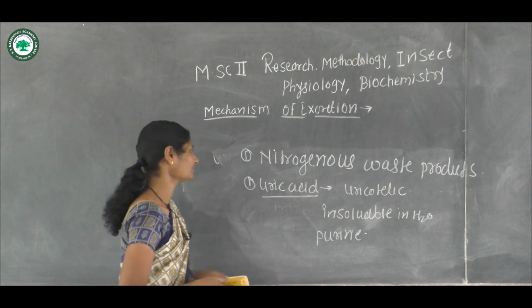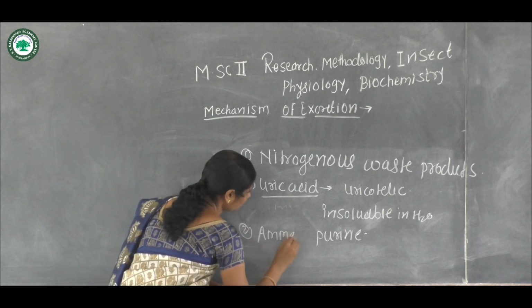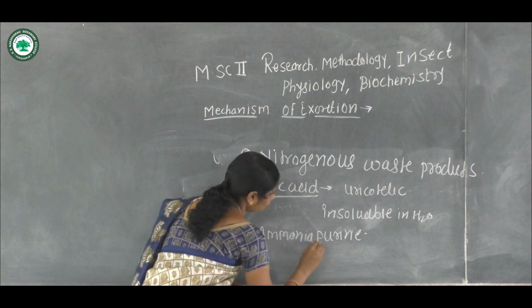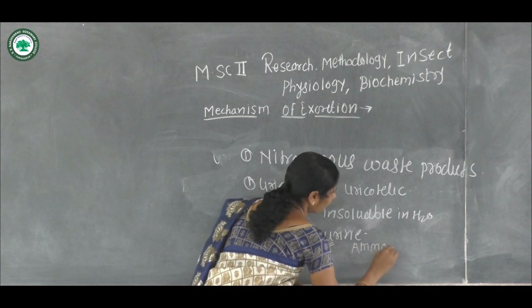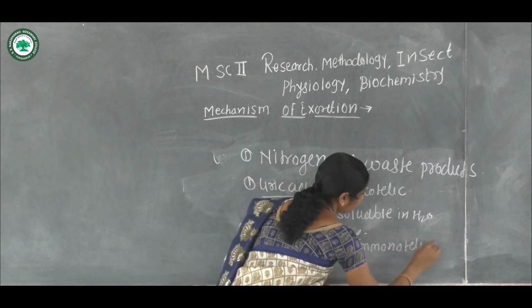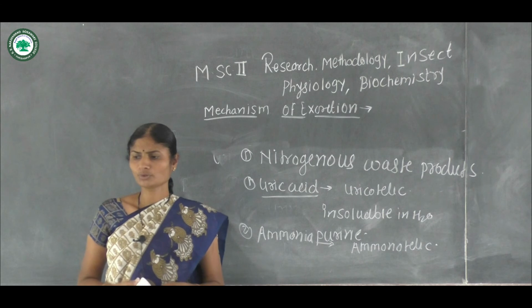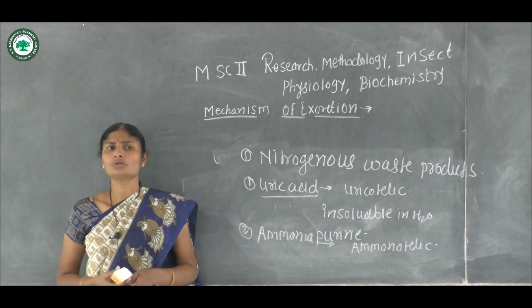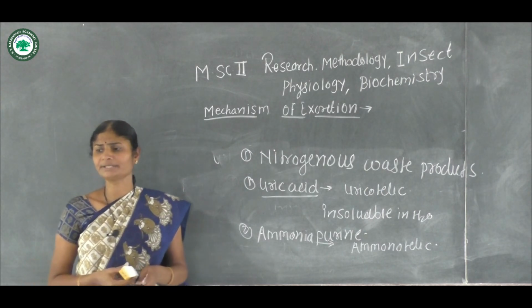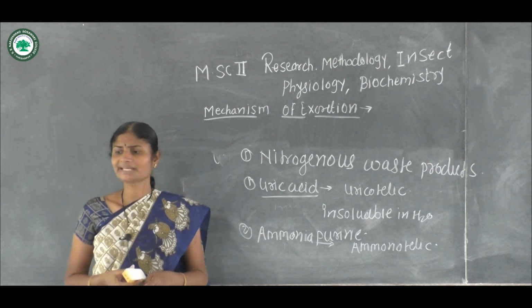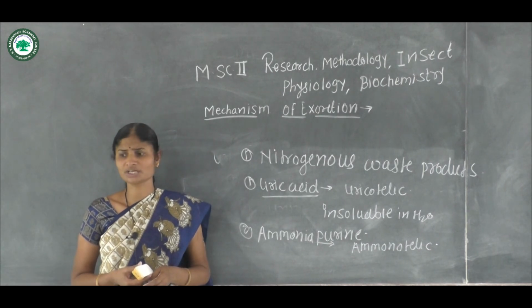Next nitrogenous product is ammonia. Ammonia as a nitrogenous waste product. These animals are called ammonotelic animals. Ammonia is highly toxic, soluble in water, and it requires a large amount of water for elimination.